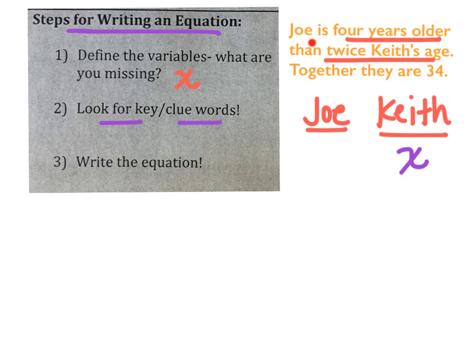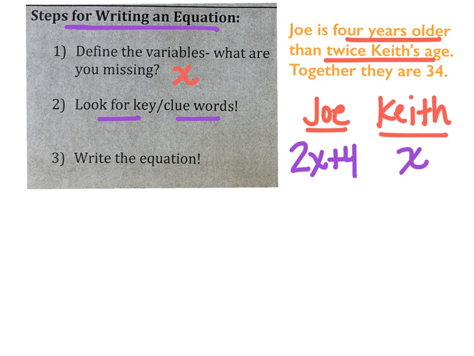All right, and then I'm going to use my key words to write Joe. He's 4 years older than twice Keith's age. Remember, we do the twice first. So I'm going to write twice Keith. Keith was X, so twice Keith plus 4. Okay, so again, first thing I did was define my variables. That was my first step. Okay, then I looked for my key words, and now I'm going to write the equation. Well, the last sentence is super important. It says, together, they are 34. Together, that's another key word.